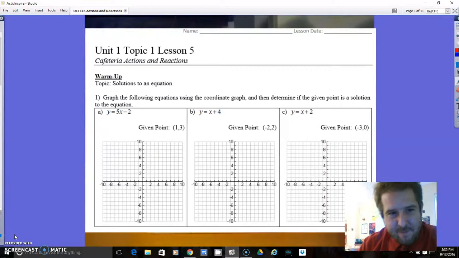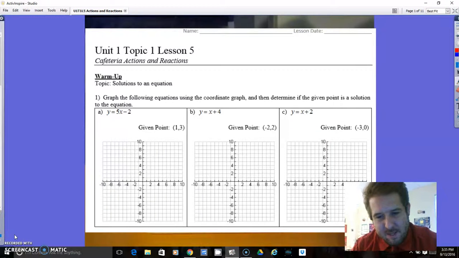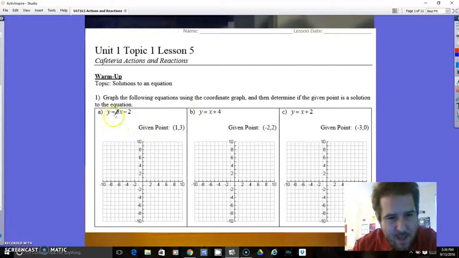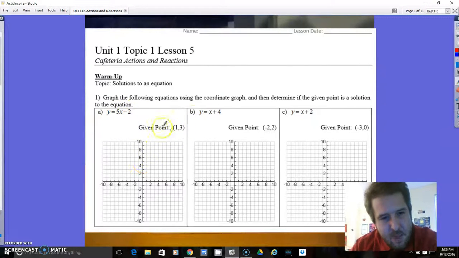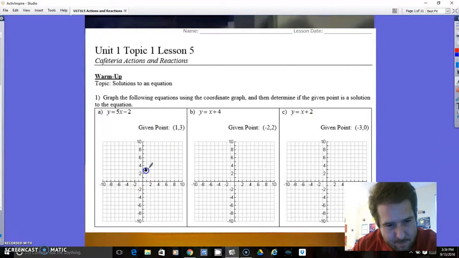All right, this is lesson 5 of Unit 1, Topic 1, and this lesson's about figuring out if the order matters when solving equations. We start off with a warm-up that has to do with graphing equations and figuring out whether or not this point is on this line. So the first thing I want to do is graph that point. 1, 3 is right here.